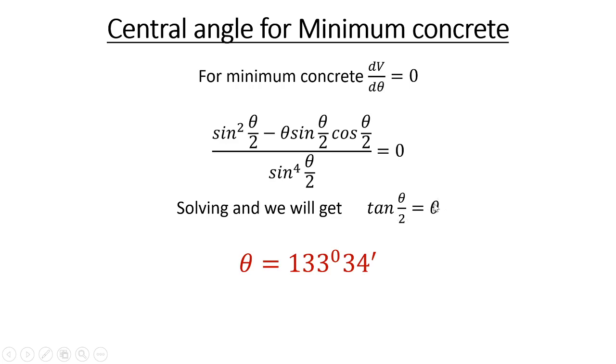And if you trial and error and try to find out the angle theta, finally you will get the central minimum angle theta equal to 133 degree 34 minute. That is why in the previous session, that is constant angle arch dam, it was written there the central angle for minimum concrete should be equal to 133 degree 34 minute. It's a very important derivation from an exam point of view.